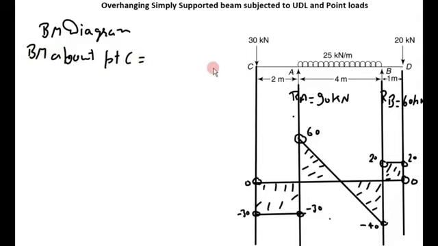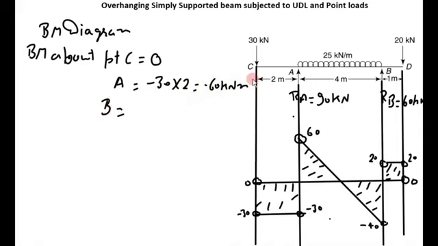So on the left side of point C there is no force, so bending moment is 0. Next point is about A. About A, on the left side of point A there is one force, that is 30 kilonewton, which is at a distance of 2 meter, and it tends to rotate the beam in anti-clockwise direction, so it is minus 60 kilonewton meter.